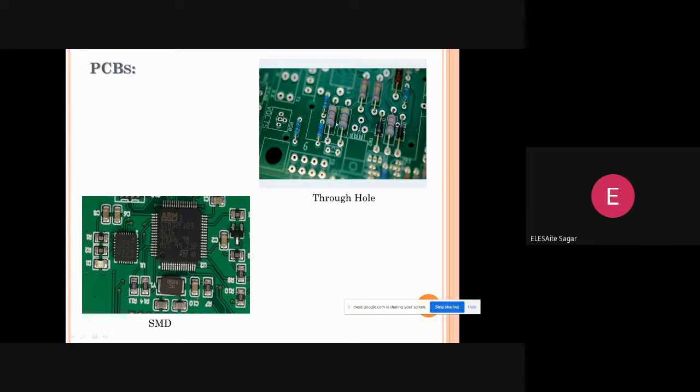So here you can see the two types of components. This is the through hole component and this is the SMD components. For through hole components, we need to make a hole for placing that component. Here you can see.